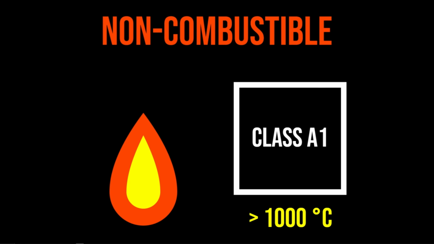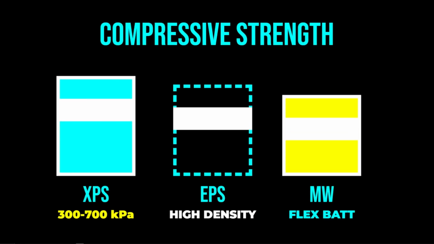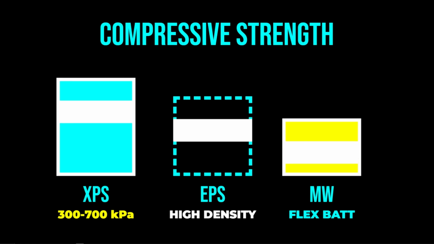Unlike polystyrene, mineral wool is non-combustible, typically holding an A1 fire classification, and can withstand temperatures exceeding 1000 degrees Celsius. This makes it indispensable for fire-rated assemblies and ventilated facades. While its thermal conductivity is comparable to EPS, its ability to remain dimensionally stable under extreme heat sets it apart in high-risk structural applications. Compressive strength is a critical differentiator when insulation must support structural loads.